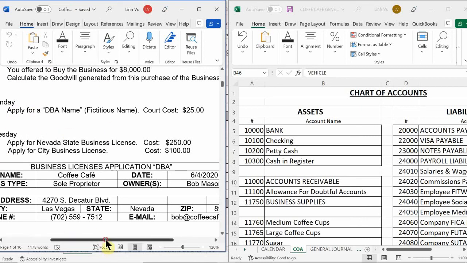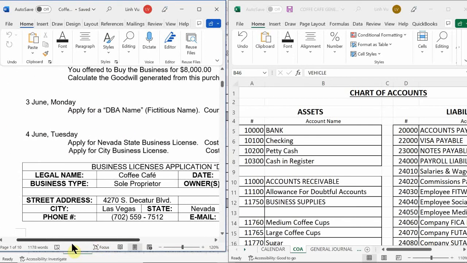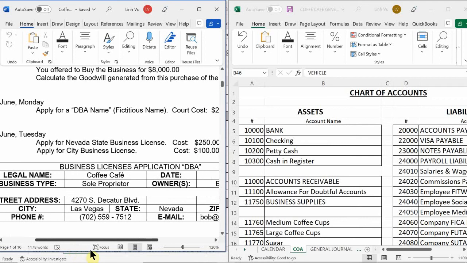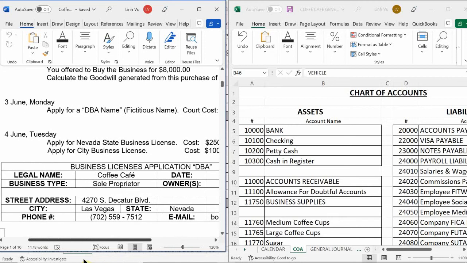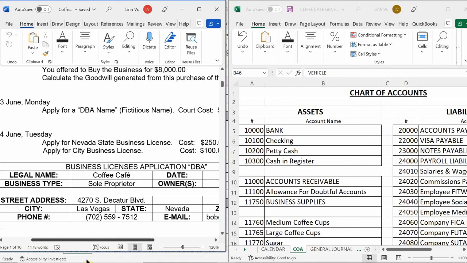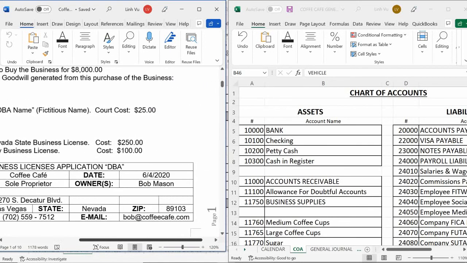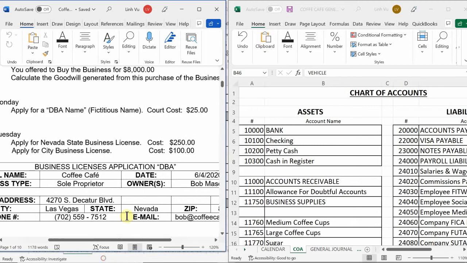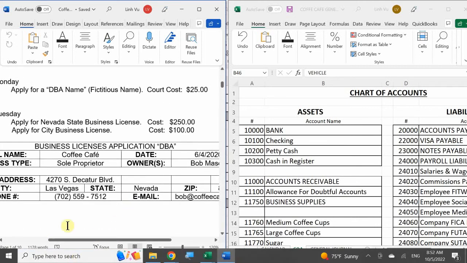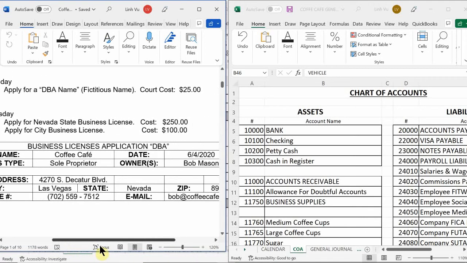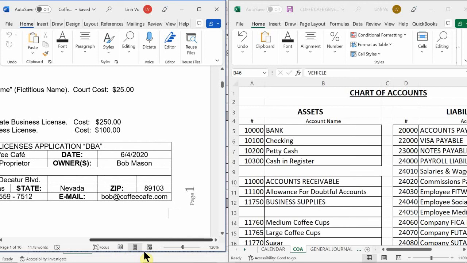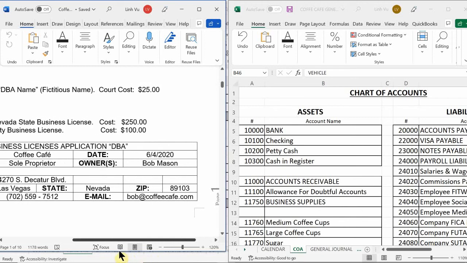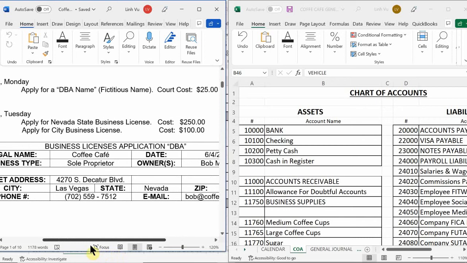All right. So that very next day, on Tuesday, June 4th, he decides to apply for the Nevada State Business License, which costs $250, as well as the City Business License, which costs $100. Okay, so here's his information, right? He finally changed his name to Coffee Cafe. He's going to establish himself as a sole proprietor. The date is June 4th. The owner is Bob Mason himself. And here's an address with an email and so on and so forth, and this is his phone number.